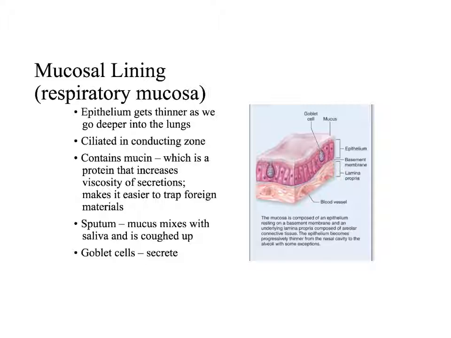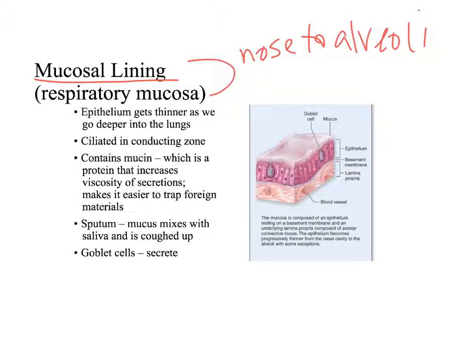Okay, now the respiratory lining, okay, so the mucosa or the mucosal lining, they also call it the respiratory mucosa. Okay, so basically the mucosa is going to line everything from your nose all the way down to the alveoli. Okay, now it's important to realize what's going to happen is the epithelium is going to get thinner as we go deeper into the lungs. Okay, so it's going to thin out. I'll show you a picture. Next slide will be a picture of how it thins.